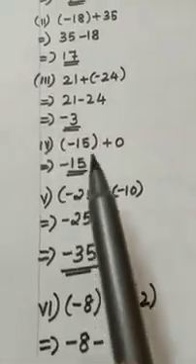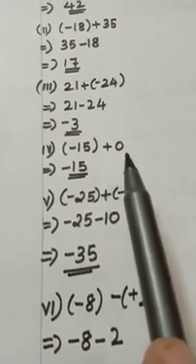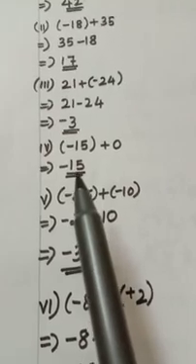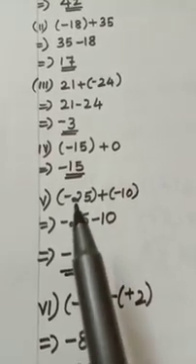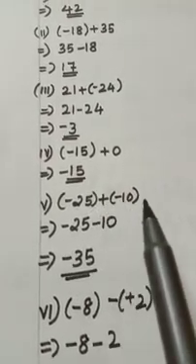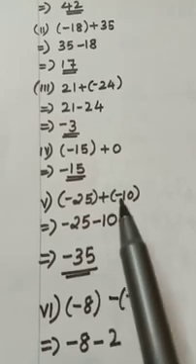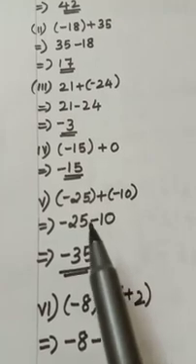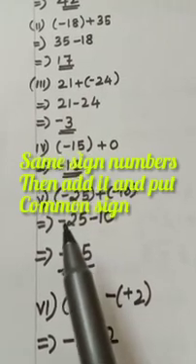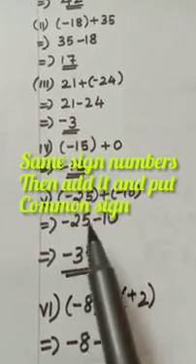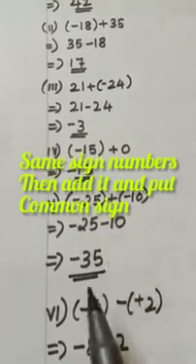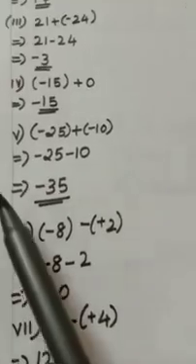Next, minus 15 plus 0. Any number you add with 0, that same number you will get. Okay. Minus 25 plus minus 10. See, two signs coming together, you combine these two signs, different signs, you will get a negative sign. Same sign you have to add and put the common sign. Negative 25, negative 10, negative 35.